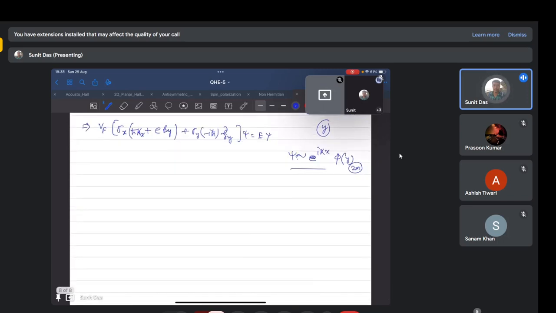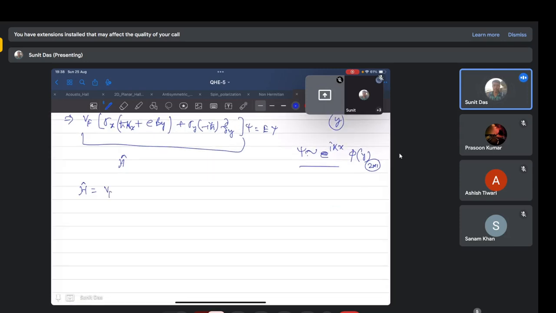Now we just write down the Hamiltonian in matrix form. So this is the Hamiltonian H cap, which is Vf, and if you write it in matrix form, because sigma x and sigma y are the Pauli matrices, it will be 0, then kx plus eBy, and minus del y.